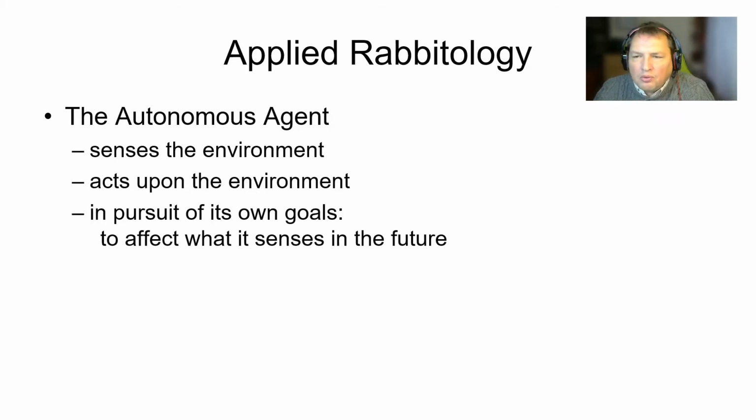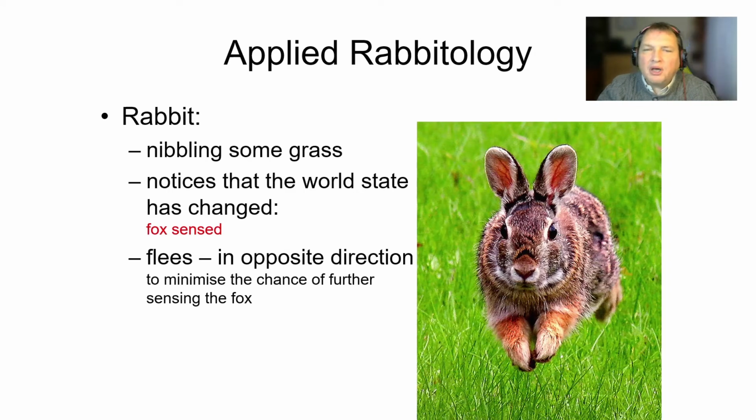So, what is the meaning of being a rabbit? Rabbits, as autonomous agents, are normally nibbling some grass. Sometimes they notice that the world state has changed, and this happens when they sense a fox. They act by fleeing in the opposite direction to the fox, and this is done to minimize the chance of further sensing the fox.